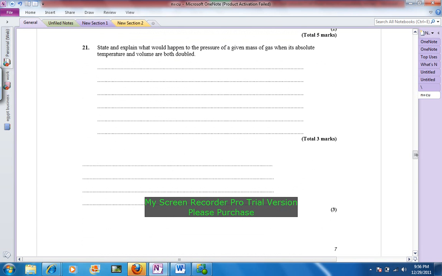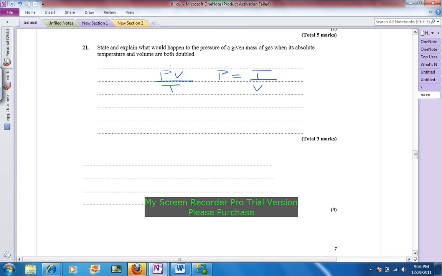Okay, number 21. State and explain what would happen to the pressure of a given mass of gas when its absolute temperature and volume are both doubled. I like these questions. PV over T, right? Do you remember what I told you? You're talking about pressure, so you would equate it that way. You put it on one side, and you see what happens.